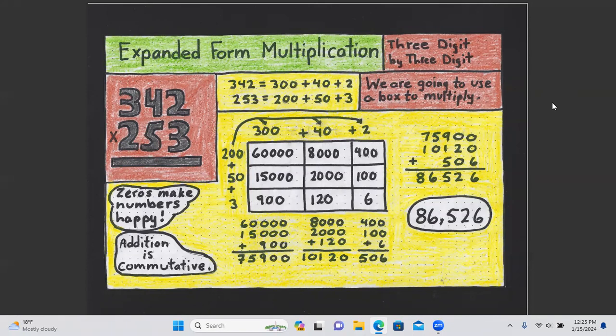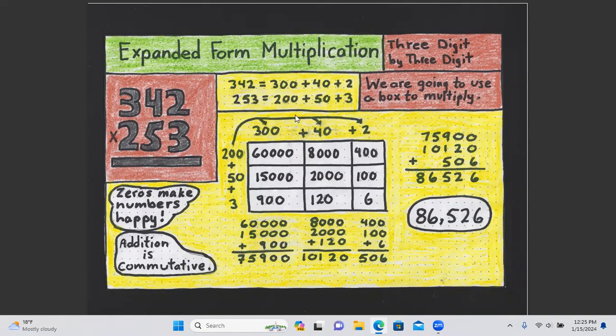Today, we're going to multiply a three-digit number by a three-digit number using the expanded form multiplication method. And here is our case study: 342 times 253. We're going to use the expanded form of both numbers to multiply. 342 is the same as 300 plus 40 plus 2, and 253 is the same as 200 plus 50 plus 3.